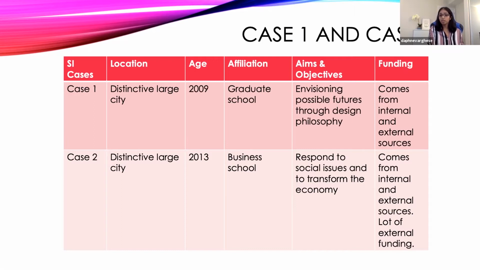The aim and objective for case 1 is about envisioning futuristic change, and case 2 aims to respond to social issues with a goal to actually transform the economy. The funding for case 1 and 2 comes from internal and external sources. Many external sources of funding were evident for case 2.